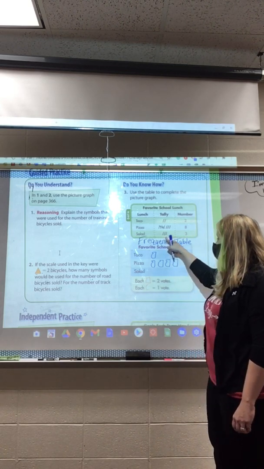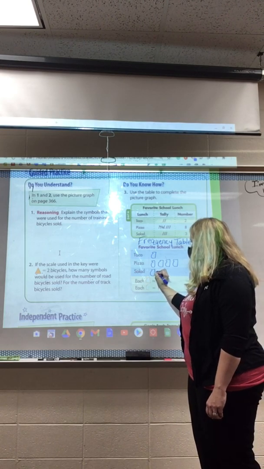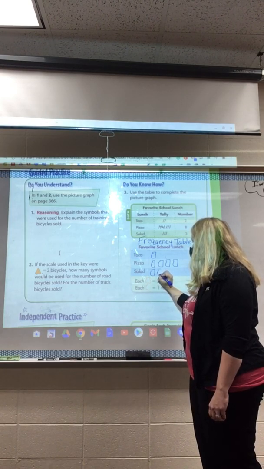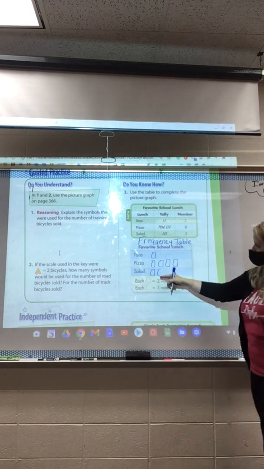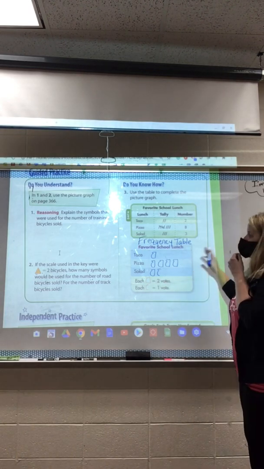And then for salad I have 3. So I'm going to do a 2. And then I'm going to try to do a 1, and it doesn't have the edge there. Okay? So this is a frequency table.